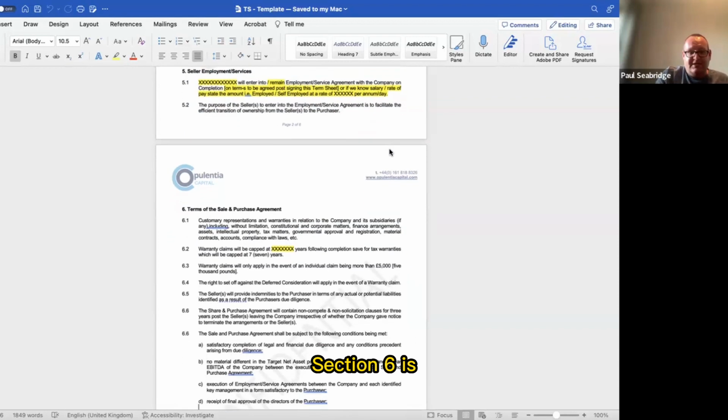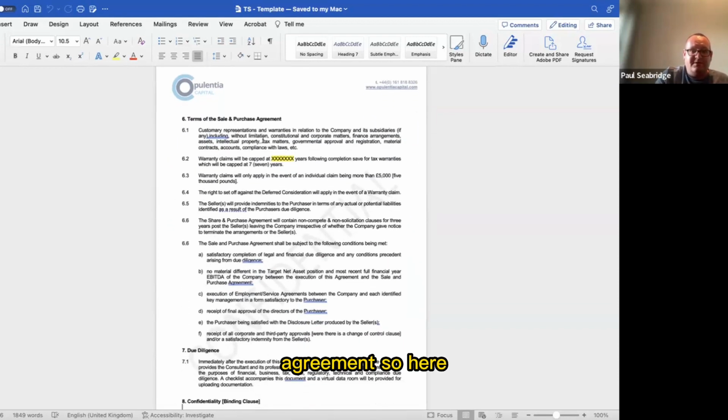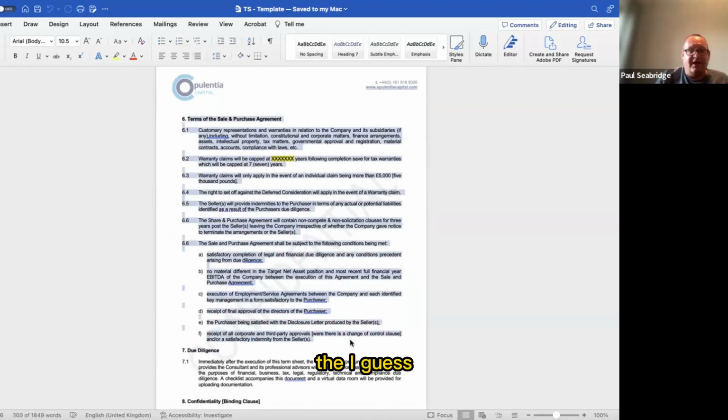Then section 6 is the terms of the sale and purchase agreement. So here we would say this is not comprehensive, but these are the main areas that we would have defined in the SPA, the sale and purchase agreement.